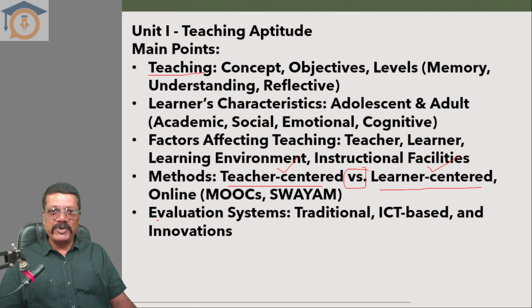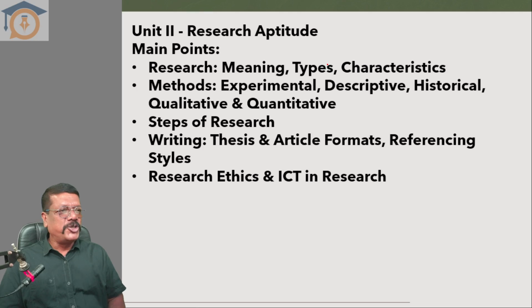Then we also will look at the evaluation systems. The traditional system, ICT-based system, and the innovations in the evaluation system. So this is Unit 1, which is named teaching aptitude. Now we will look at Unit 2, which is research aptitude. So under research aptitude, we have research. So we need to understand the meaning, the types, and the characteristics of research.